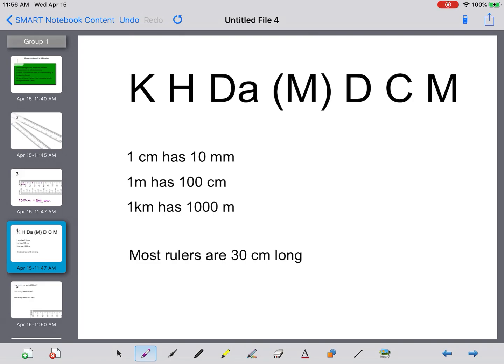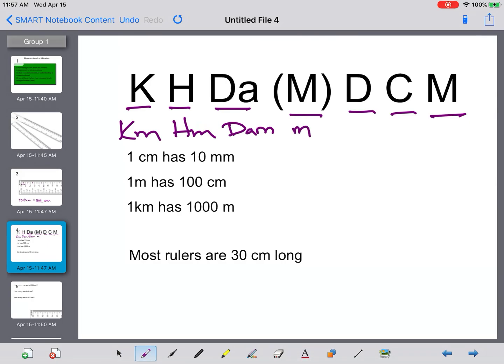Okay, so there's this little rhyme that I like to use to remember all of the different indicators of the different measuring systems, and it is: King Henry died and mother didn't care much. Those indicate all of the different kinds of measurements that we use. So we use kilometers, hectometers, decameters, and then just plain meters. We use decimeters, we use centimeters, and we use millimeters.